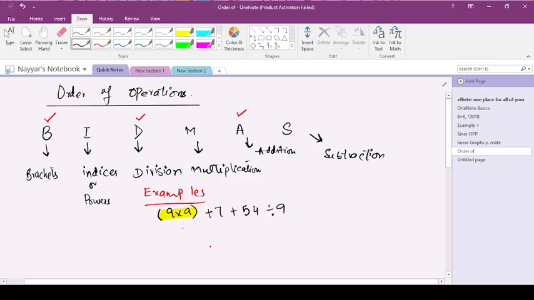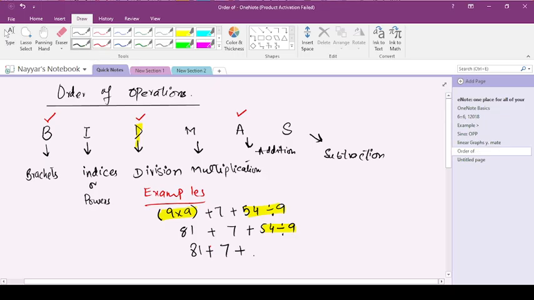So 9 times 9 is 81. Now positive 7, positive. What is the next operation? We have solved the bracket, so we are done with this. The next operation is division, so now we will solve the division. In this step, write the rest down as it is, because in this step we solved the bracket. In our next step we solve the division. According to the rule, 54 divided by 9 is 6.